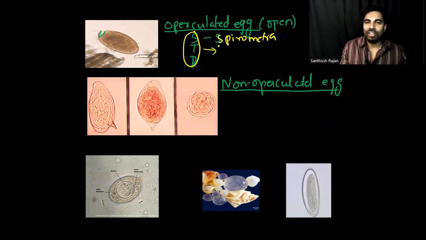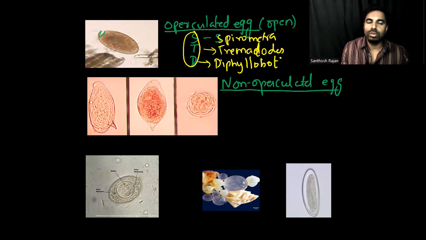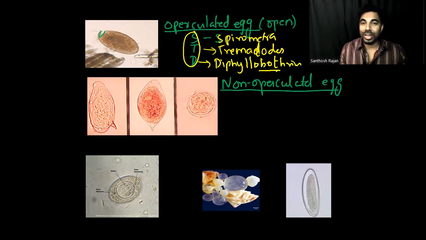Remember like that. T for trematodes. T for all the trematodes, except, there's an exception, I'm going to talk about that. D for Diphyllobothrium. Diphyllobothrium latum, which causes vitamin B12 deficiency, if you remember. Okay, we'll revise that later.